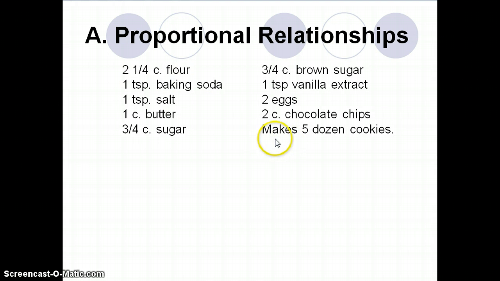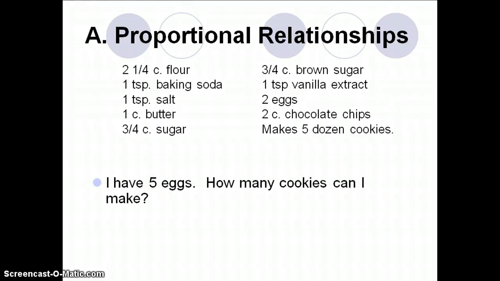This recipe actually makes 5 dozen cookies, where the last recipe I gave you made 2 dozen. And so we're going to take a look at some of the differences between this recipe and the last recipe we looked at, but we're also going to look at how we can figure out how many of a product we can make given a number of ingredients. For example, if you have 5 eggs, how many cookies can you make?